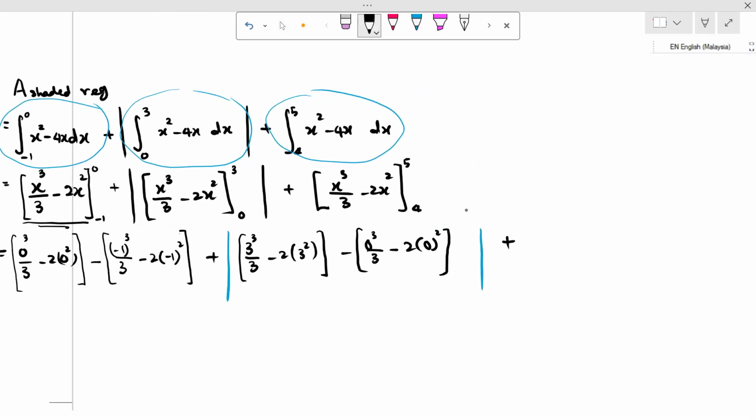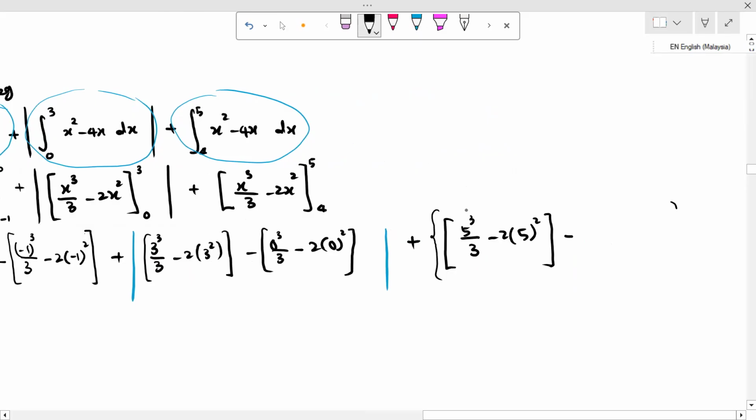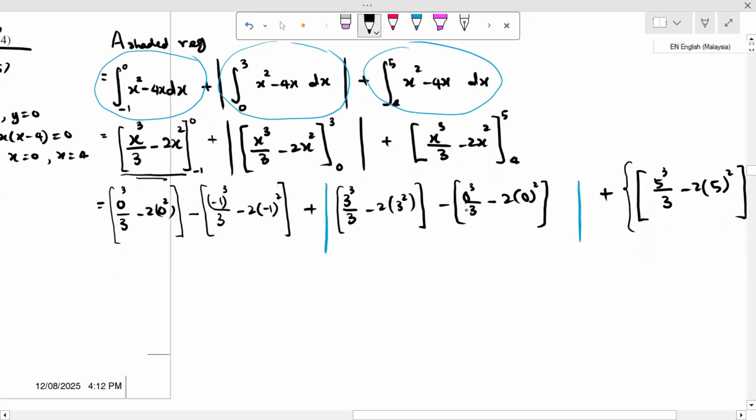I do not know what's in your mind. So this one will be x 5 cubed, yeah? 5 cubed over 3 minus 2, 5 squared, got to minus, yeah? Bracket in bracket. I have to use the curly bracket. Okay, and then we have 4 cubed over 3 minus 2 times 4 squared. Okay. Next, calculator lah. Let the calculator do the job. Okay, this is where we can depend on calculator.